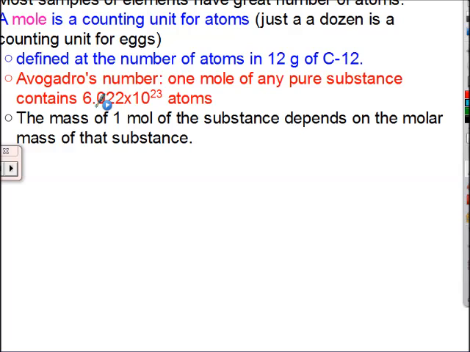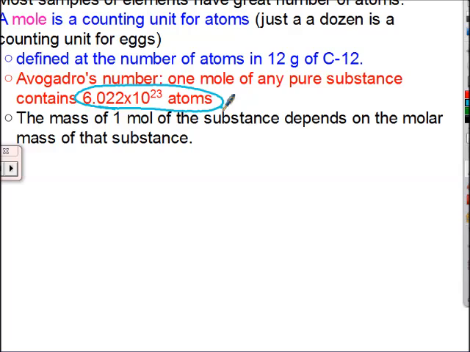We have what's called Avogadro's number. We'll go more into this in class. And I know 1 mole is this huge number, 6.022 times 10 to the 23rd atoms. Now, a dozen was 12. A mole is a lot more. But it still tells you how many atoms you have.